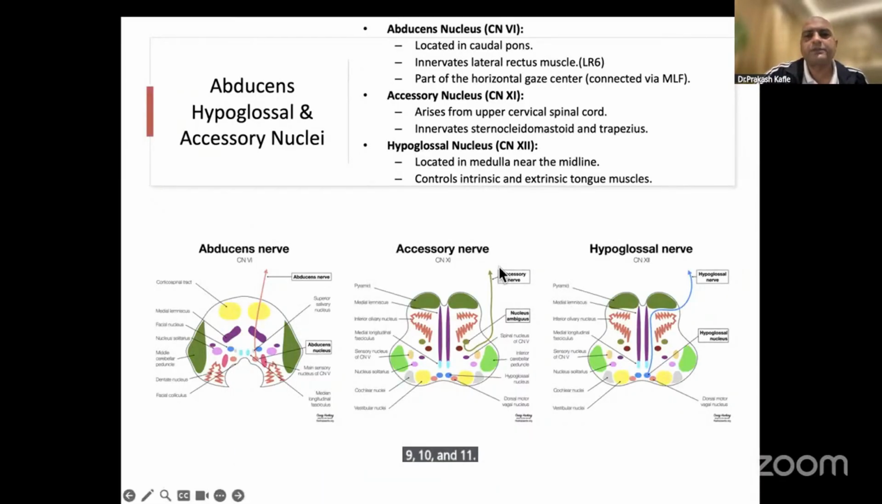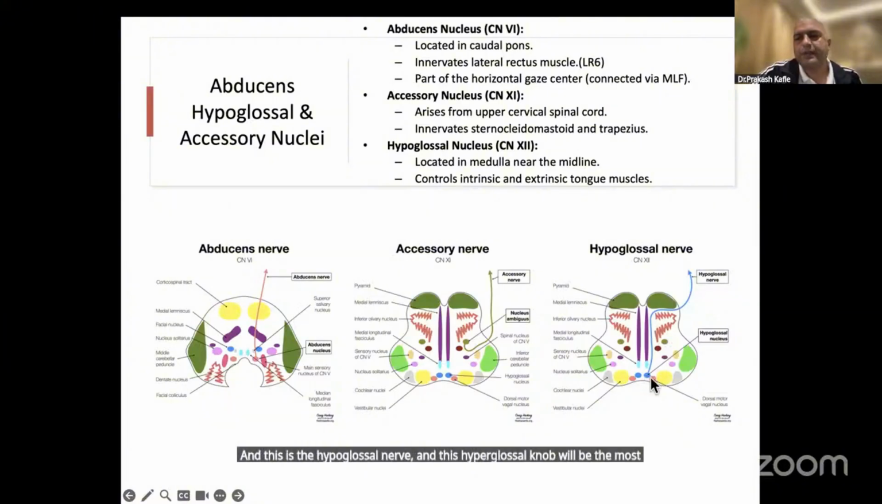So this is the spinal accessory nerve. And this is the hypoglossal nerve. This hypoglossal nerve will be the most medial. It will be more medial to the vagus nucleus.